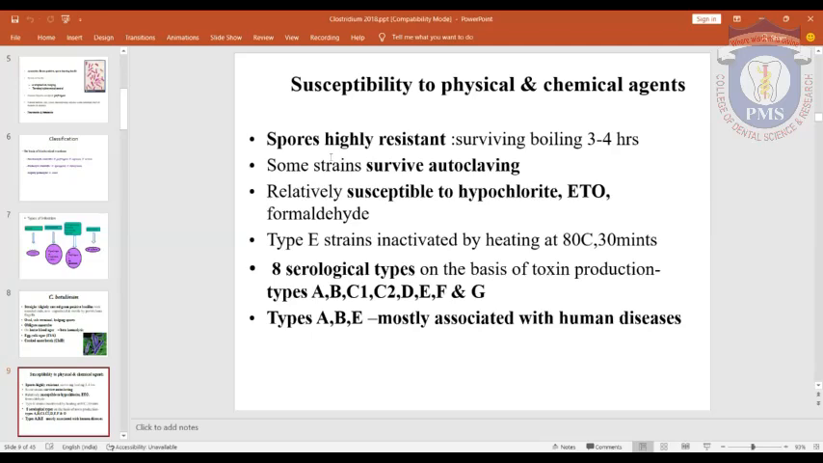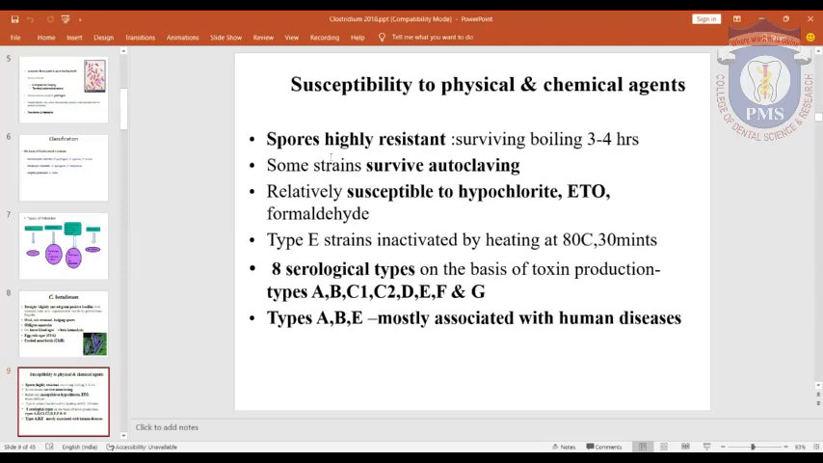There are different types of Clostridia. Depending on the basis of toxin production, around 8 serological types of Clostridia are identified. They include type A, B, C1, C2, D, E, F, and G, of which type E strains are inactivated by heating at 80 degrees Celsius for 30 minutes. Types A, B, and E are mostly associated with human diseases.